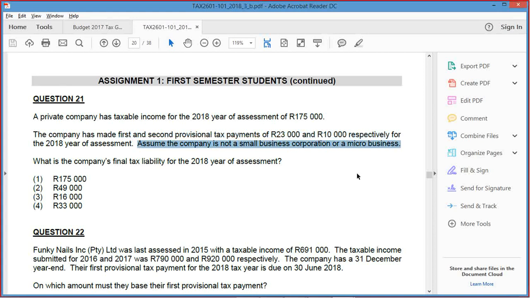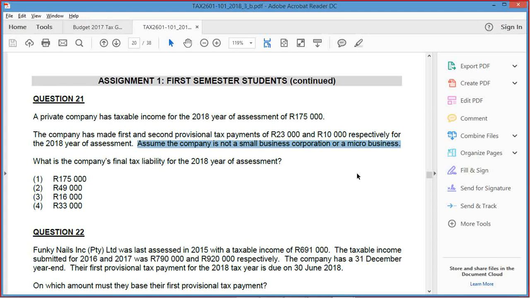No, it's not SBC. What did they say there on line number 2 or 3? That it's not an SBC. Well, then I think it's a normal company, so it's either a private or a public company. Good. And how much do private and public companies get taxed? 28%. Good. So what's 28% of the taxable income, which is 175,000? 28% of 175,000 is 49,000.